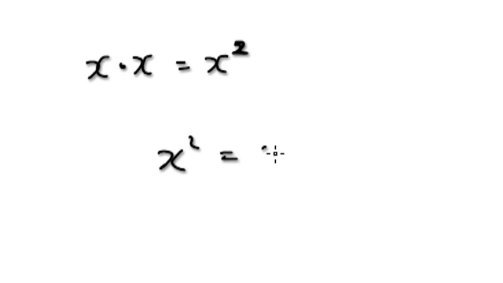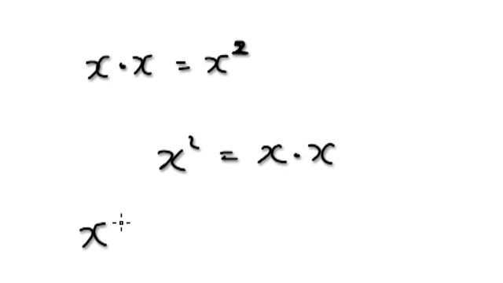Okay. So let's look at this. X times x. Well, x times x is the same as x squared. Okay, which is a 2 here. Because if someone writes x squared, it means x times x.